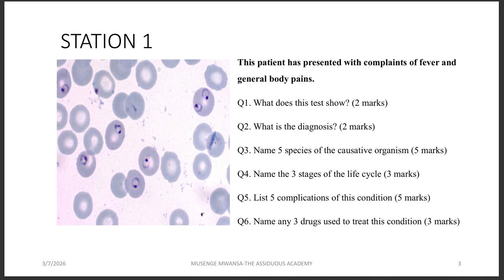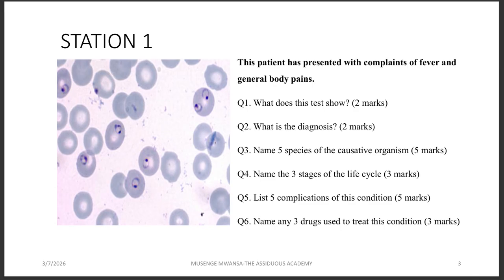I don't know which rotation is your next. Is it obs and gyn? Yes. Okay, you're going to find pediatrics. There's always severe malaria, one of those important topics you need to know. You need to know the 10 parameters for severe malaria with the values.